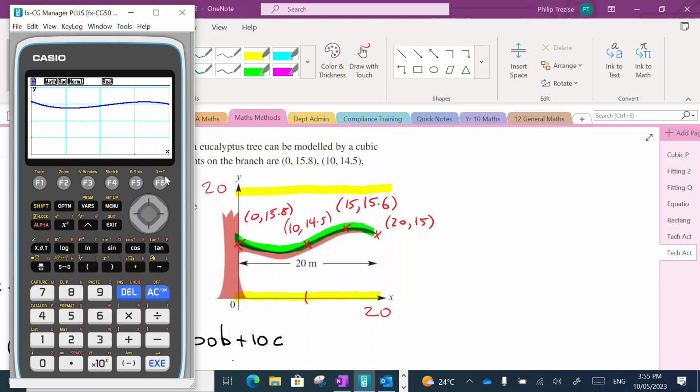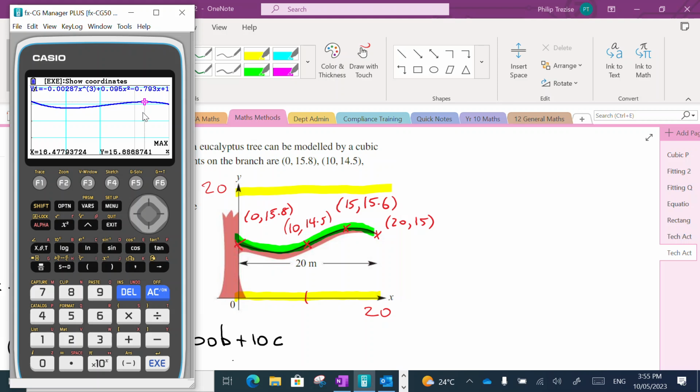Now to find the point on the branch here, which is closest to the ground, I go G-Solve minimum. And there is the point when x is 5.6 meters, the branch is 13.8 meters above the ground. If I do G-Solve maximum, when x is 16.5 meters from the tree, the branch is 15.7 meters above the ground. And that's how we use our calculator to create the model.